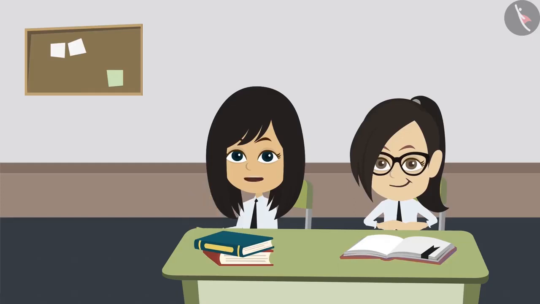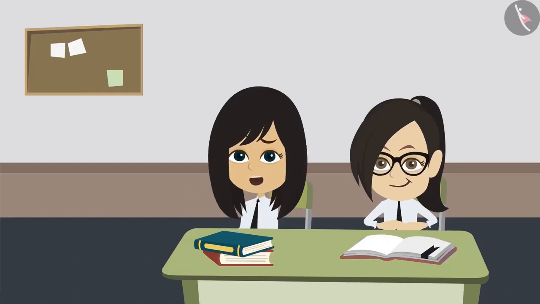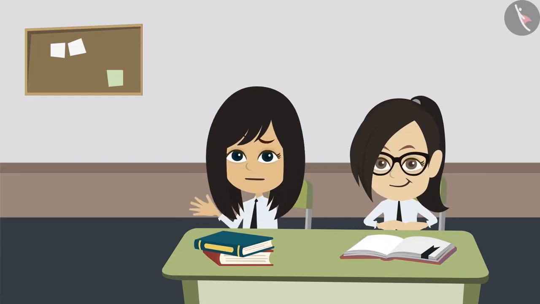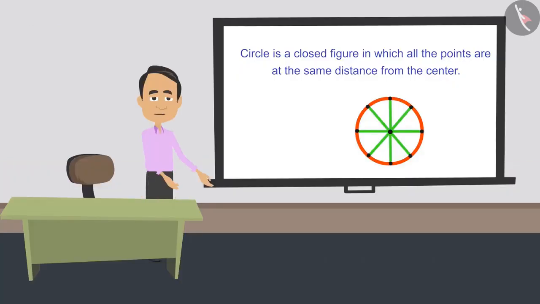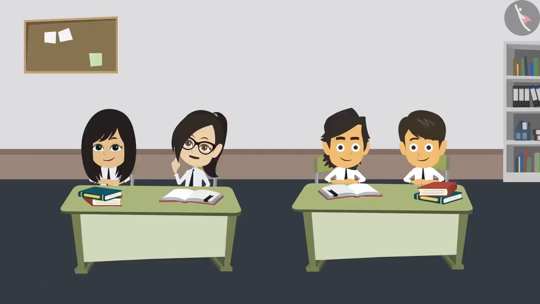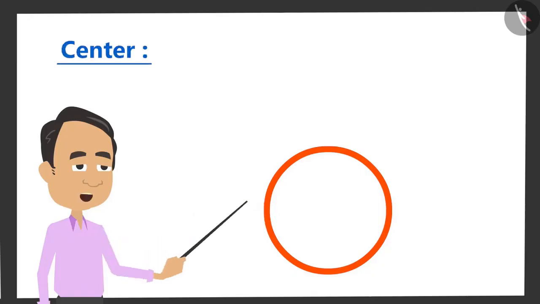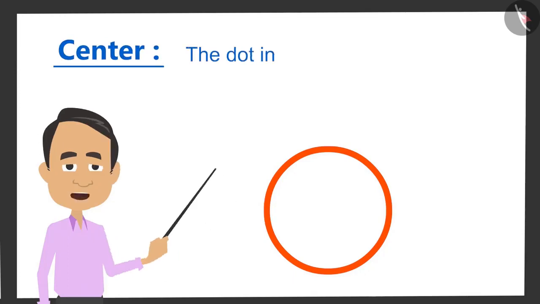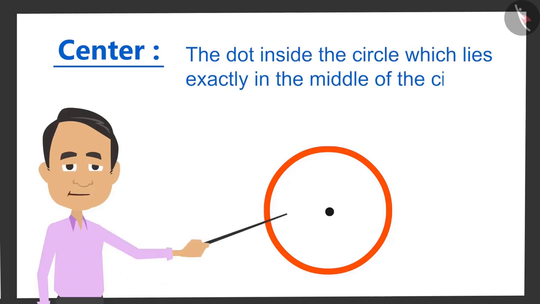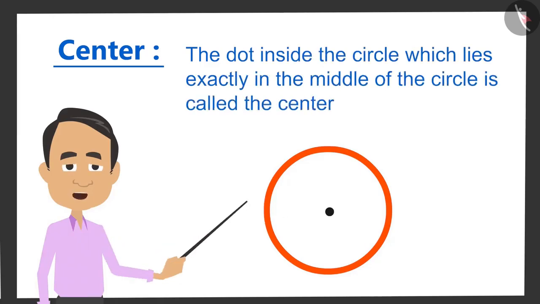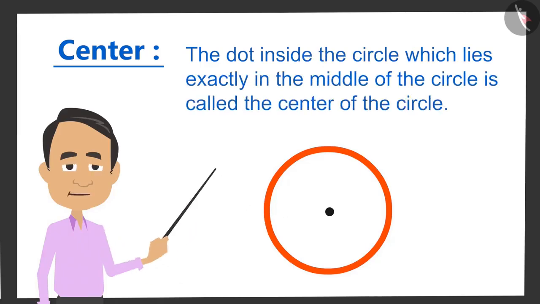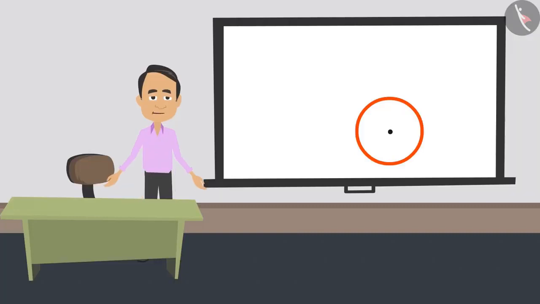Sir, now we know the definition of circle, but we have not learned how to measure it. As soon as I tell you the properties of a circle, you will learn about measuring it. Sir, then tell us. The first property of a circle is the center. The dot inside the circle, which lies exactly in the middle of the circle, is called the center of the circle. And all the circles have only one center.